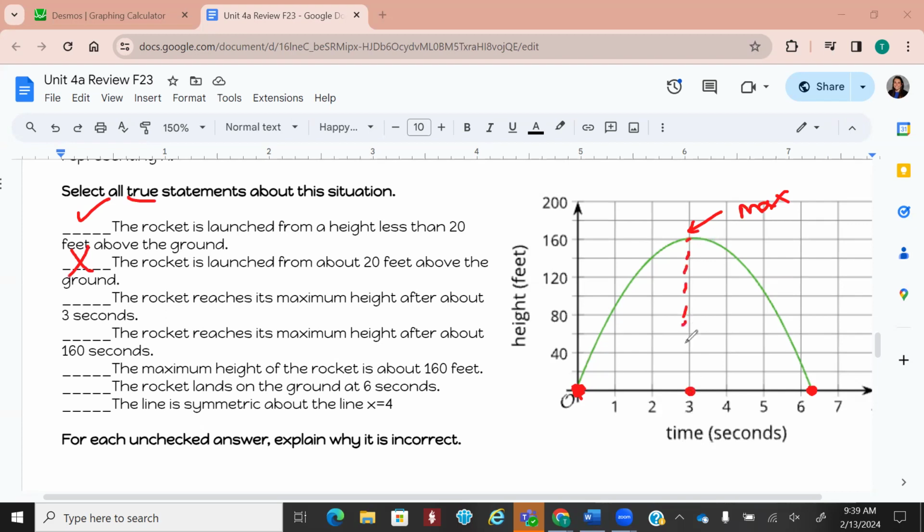So at about 3 seconds, does it reach its maximum height? Yeah. Does it reach its maximum height after 160 seconds? No. The maximum height of the rocket is 160. Is that a true statement? Yes. The rocket lands on the ground at 6 seconds. Is that true? No. It's about 6 seconds, right? Or after 6 seconds. And then the line is symmetric about the line x equals 4. Is that true? Because where's our axis of symmetry?